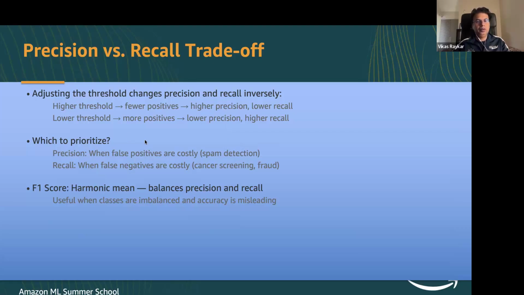For example, if you're in the domain of spam detection, where false positives are costly, you may want to prioritize precision. But let's say you're doing cancer screening or fraud detection where false negatives are costly, then you may want to focus on recall. And if you really cannot make a call, then probably you would use the F1 score, which balances precision and recall.